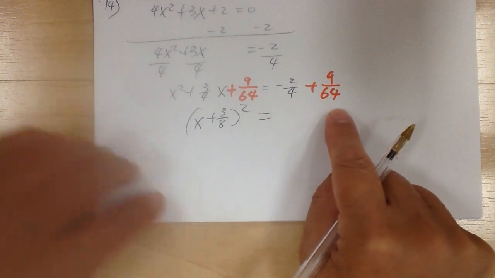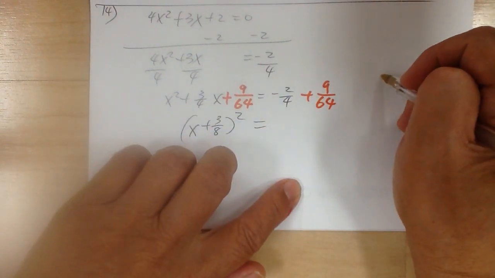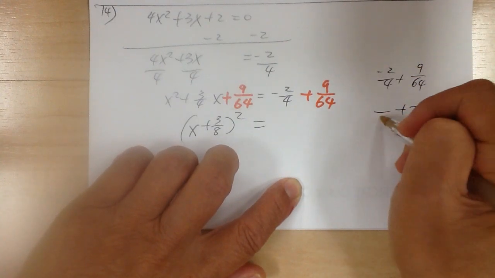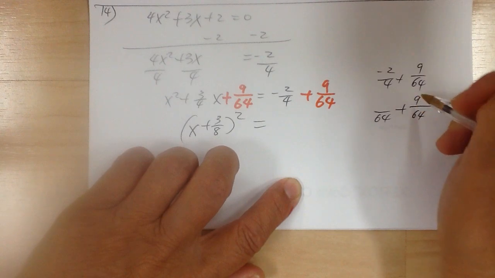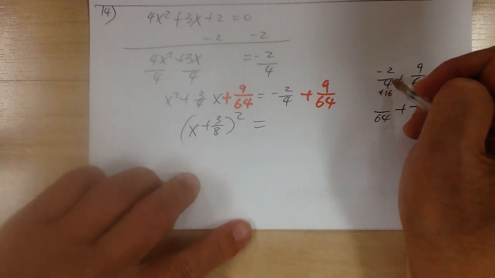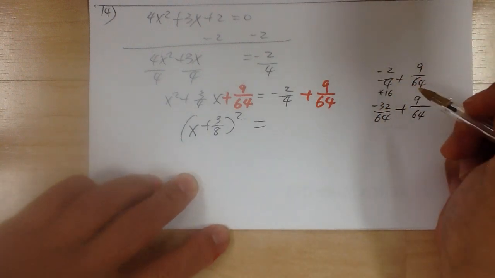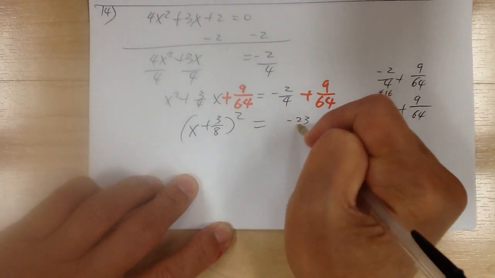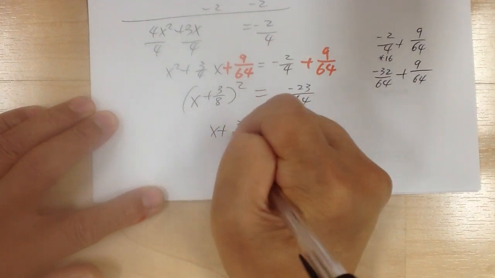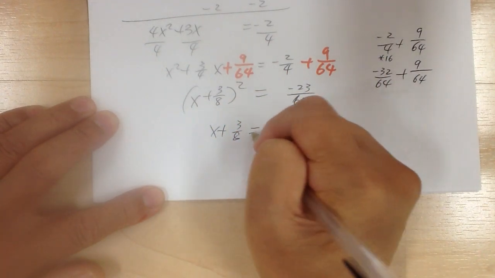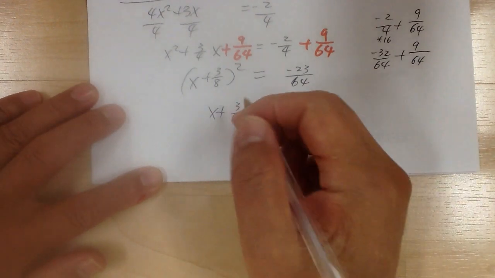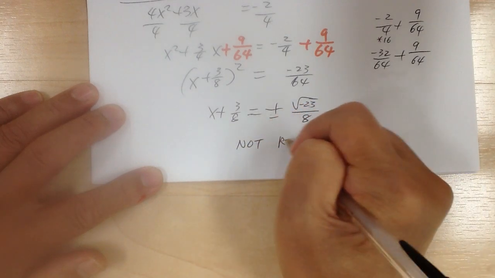Okay, so now you have to add this together. So go up to the side. So your common denominator will be 64. So from here to here, you need to multiply by 16. And so you end up with negative 32. So you're going to end up with a negative 23 over 64. And when you take the square root, again, you have negative inside the square root. So again, this is going to be non-real.